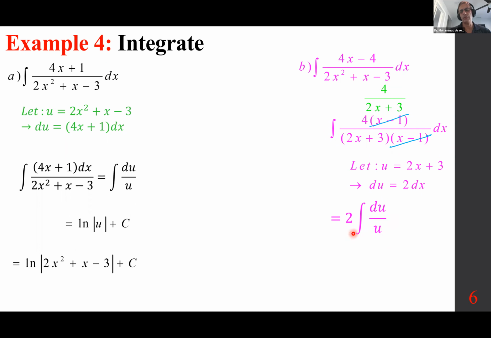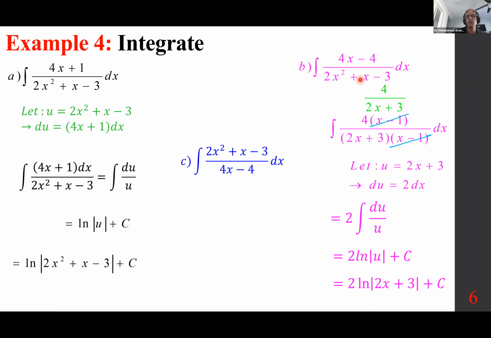And the next step, this is the natural log. U is replaced with the choice of u, which was 2x plus 3. And again, we need the absolute value sign because 2x plus 3 can be positive or negative. I want to look at the same thing as B, except it's reciprocal. The reciprocal can be again factored out to reciprocal of the green piece, 2x plus 3 over 4.